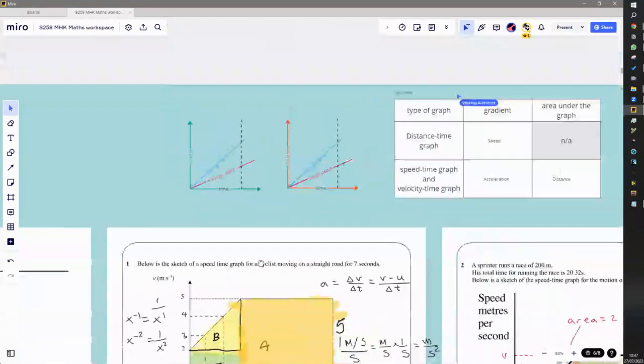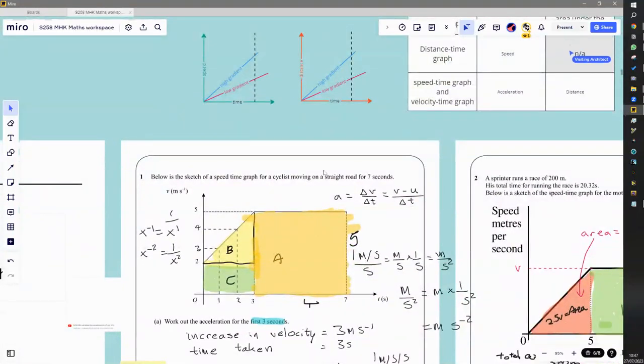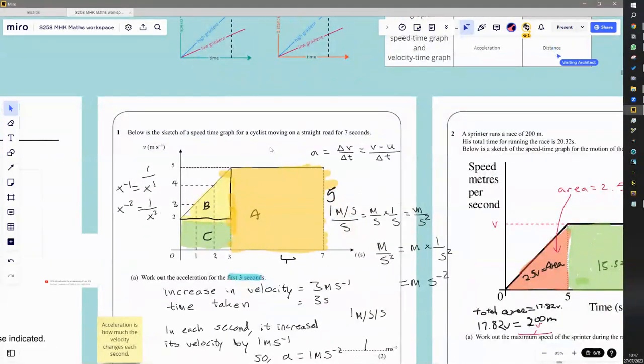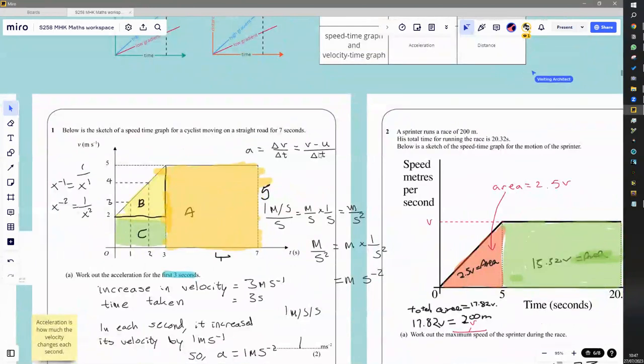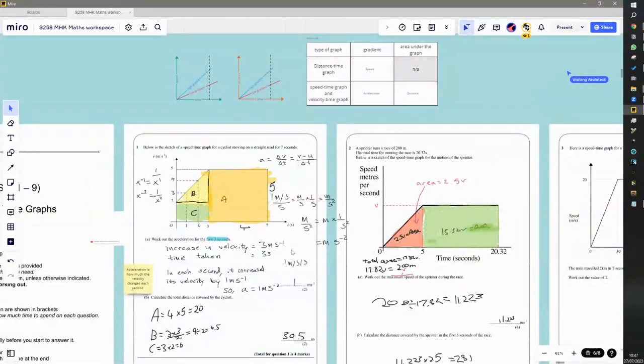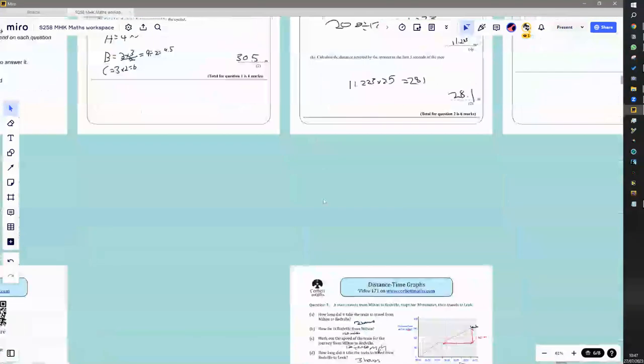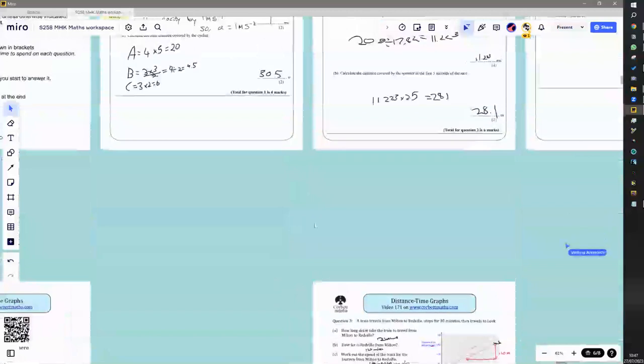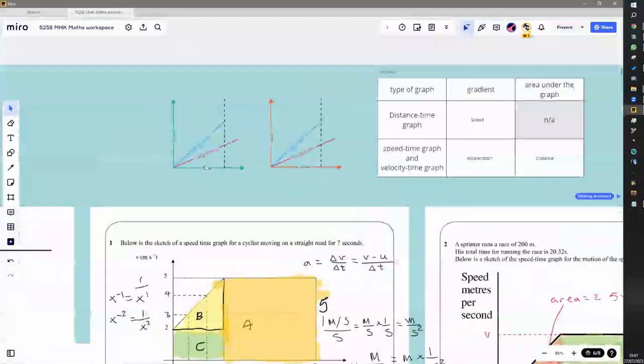So motion graphs then, often the speed time graphs are taught and then distance time graphs are taught, and maybe the other way around, but it's good to teach them at the same time as well. These questions here are quite difficult. We're having to calculate the area, so we'll look at why that is in a moment. But let's start at the distance. In fact, no, let's just look at these examples here.